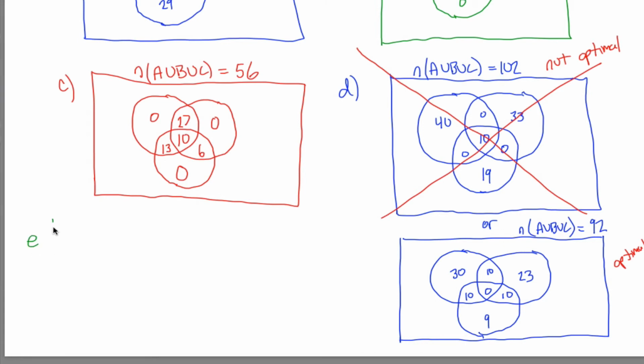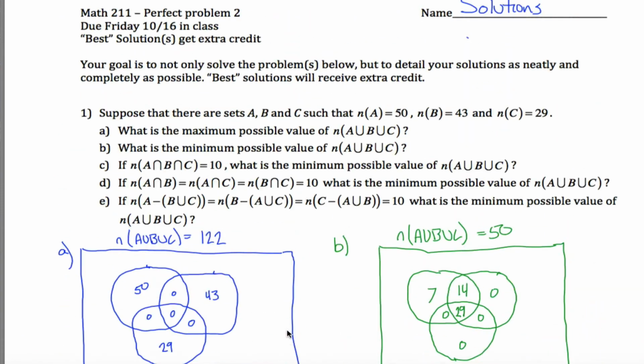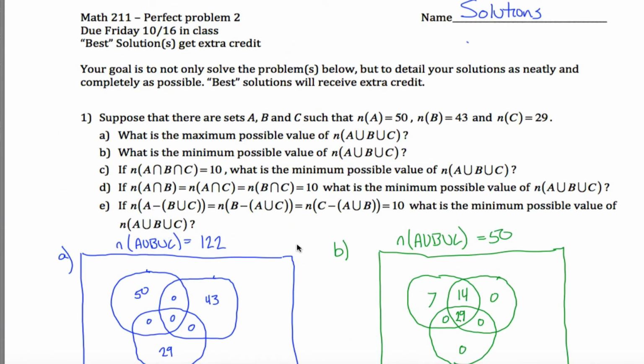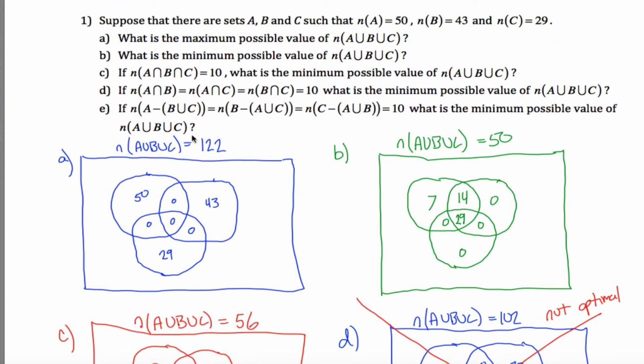All right, part E, last one. So for part E, again, let's go ahead and draw the picture. And this one, it's a lot of understanding the notation. Start out with A, take away the union of B and C. That should be the same as if you start out with B and take away the union of A and C. And start out with C and take away the union of A intersect B. All of those are 10. What those are referring to is this region, and this region. So now what I have to do is fill in all the gaps in order to make the union as small as possible.